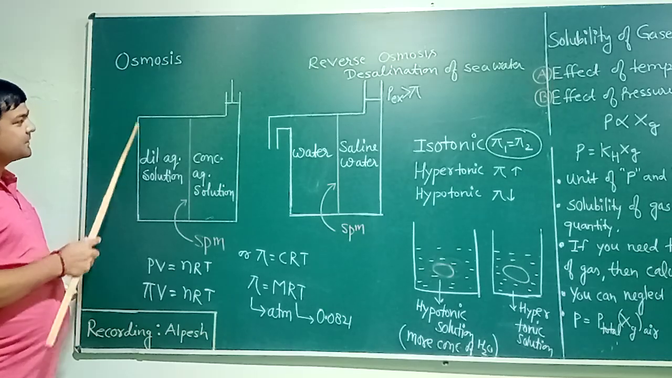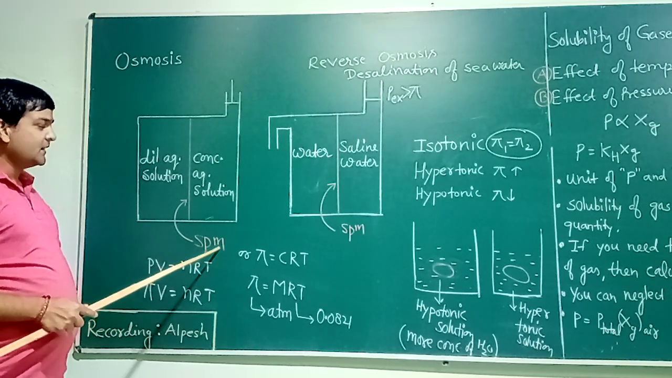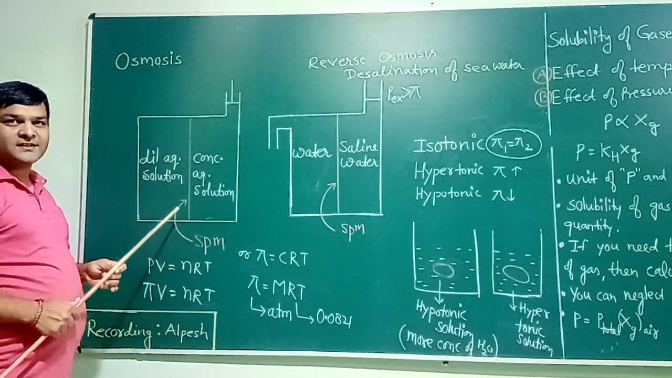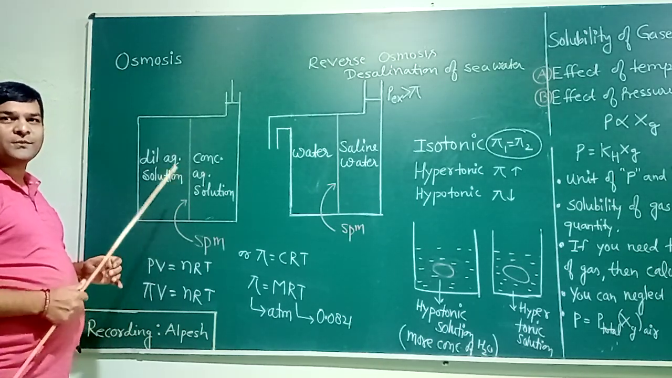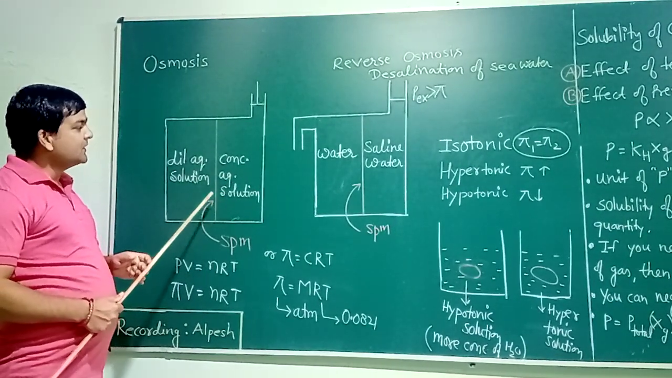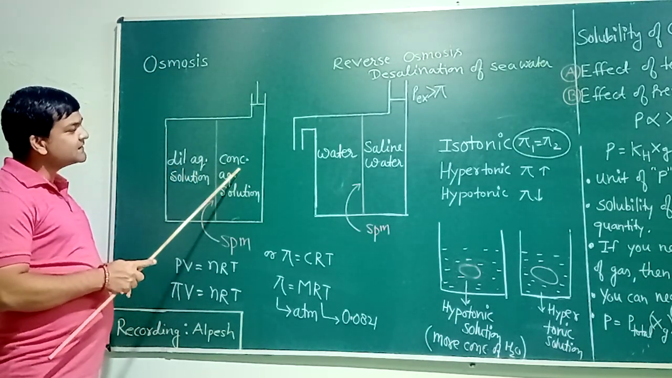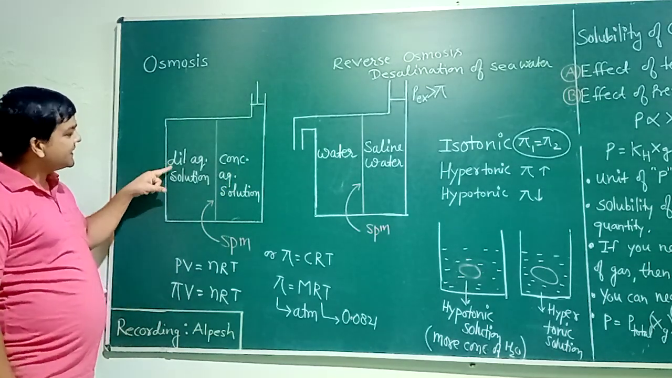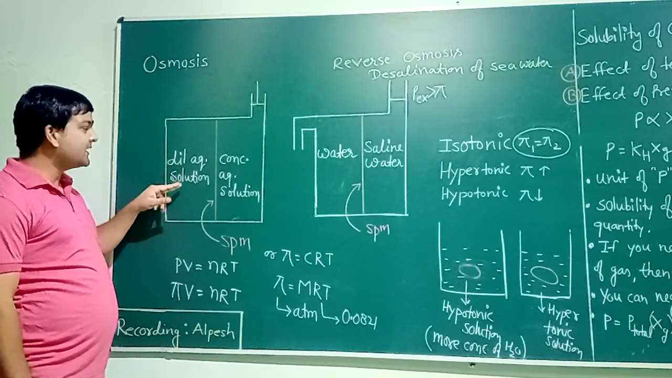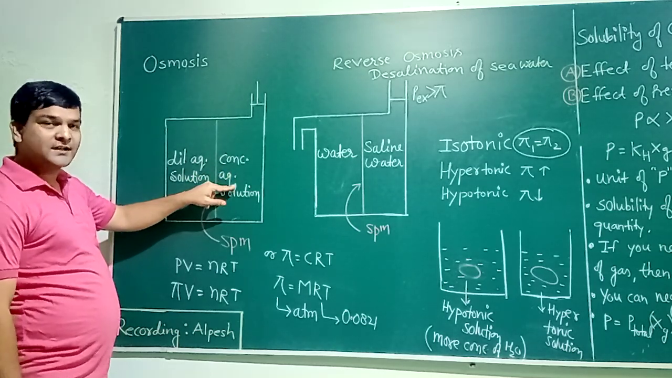This is a container. It is separated into two segments through this semi-permeable membrane. I hope you remember semi-permeable membrane is used for selective transportation. It allows only solvent particles to move from one side to the other side, but does not allow movement of solute particles. So here we have a dilute aqueous solution and here we have a concentrated aqueous solution. Now if it is a dilute solution, the amount of water or solvent will be in high concentration here, but the amount of solvent is in low concentration here.